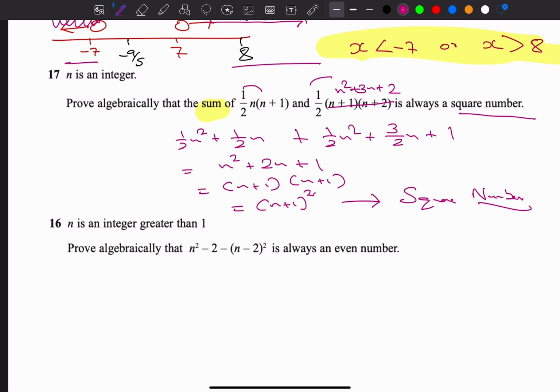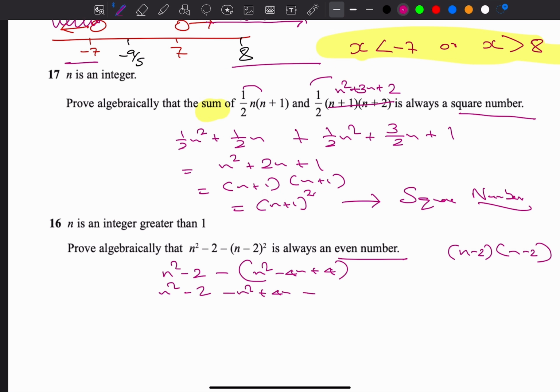Prove algebraically that it is an even number. Even number means it's a multiple of 2. Take 2 outside and you should be done. If you do that, that's n squared minus (n - 2) squared. Take away. If you expand that, (n - 2)(n - 2) gives n squared minus 2n minus 2n plus 4. Let's open the bracket: minus n squared plus 4n minus 4. That cancels. 4n, minus 4 is minus 4.